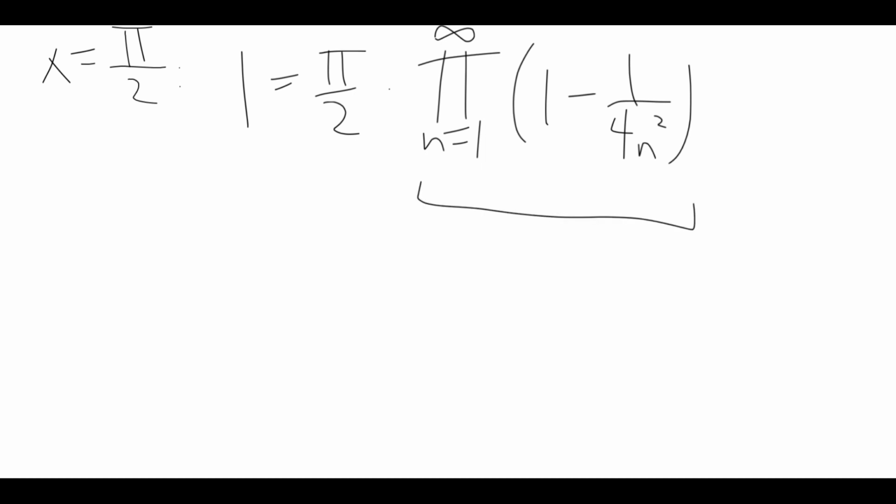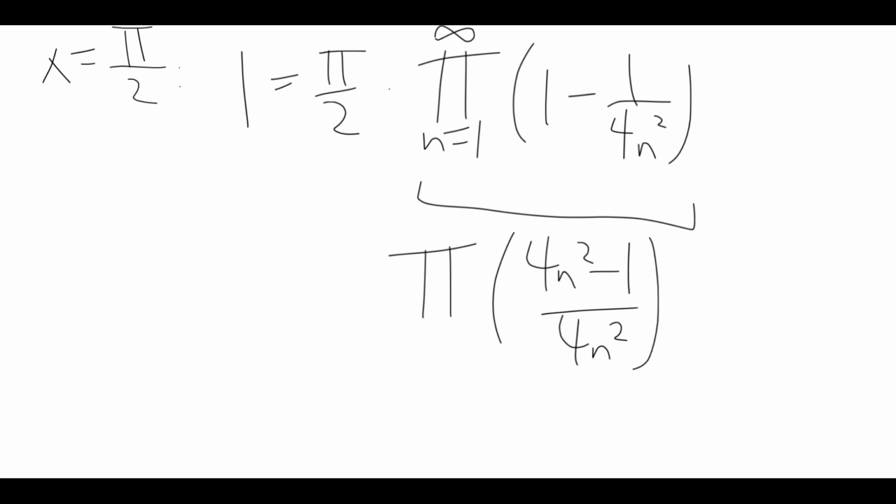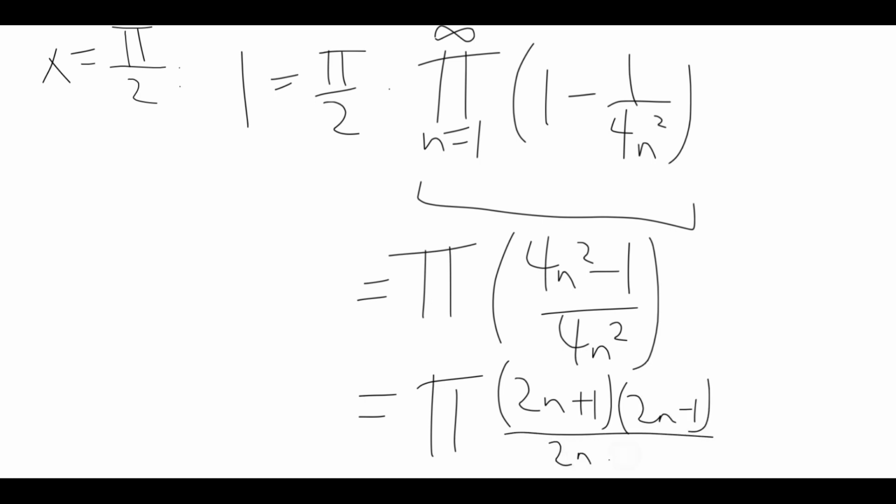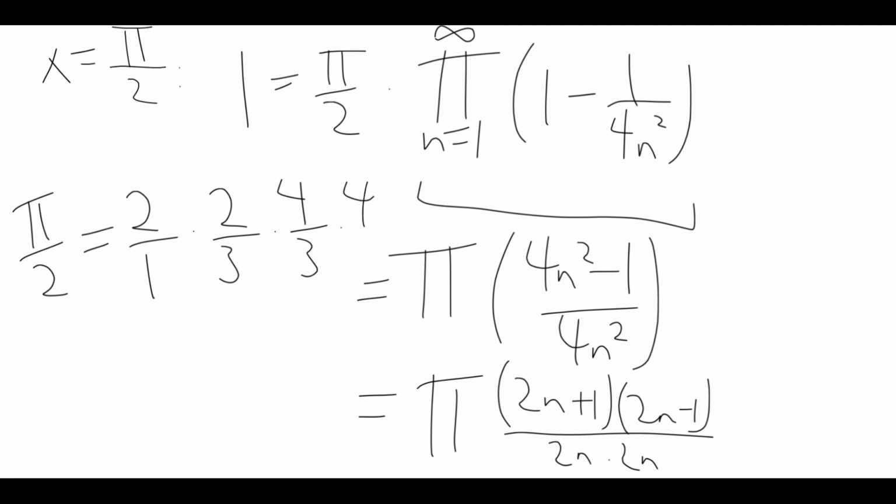So this part you can write as, well, it's the product of 4n squared minus 1 over 4n squared, and then the numerator is a difference of squares, so it's 2n plus 1, 2n minus 1, all over 2n times 2n. So what you end up with is pi over 2 equals 2 over 1 times 2 over 3 times 4 over 3 times 4 over 5, and so on. So in the numerators you have each even number twice, and in the denominators you have each odd number twice, other than 1. And this is called the Wallace product.